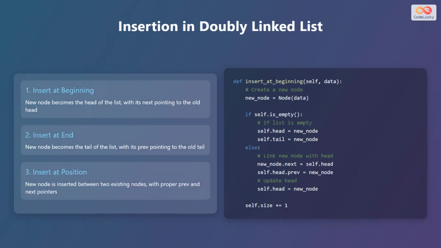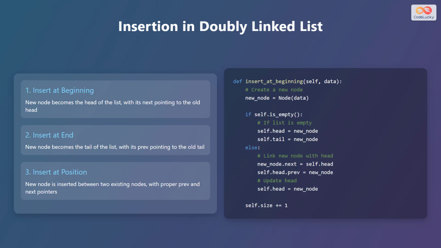Now let's explore insertion operations in a doubly linked list. There are three main ways to insert a node. You can insert at the beginning, where the new node becomes the head of the list, with its next pointing to the old head. You can insert at the end, where the new node becomes the tail of the list, with its previous pointing to the old tail. Finally, you can insert at a specific position, where the new node is inserted between two existing nodes, with proper previous and next pointers set.